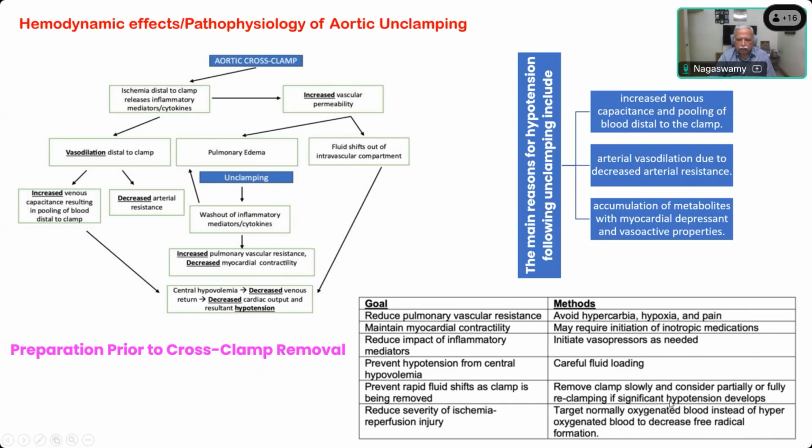Consider partial or full reclamping if significant hypotension occurs. Target normally oxygenated blood instead of hyperoxygenated blood to decrease the free radicals. So don't give too much oxygen at this level, to prevent free radicals. So this is not a complete answer, but I have given the main points. And as she rightly said, you have to mention the spinal cord problem as well as the post-operative renal dysfunction, as well as the supraceliac. You have to include or mention liver dysfunction also.